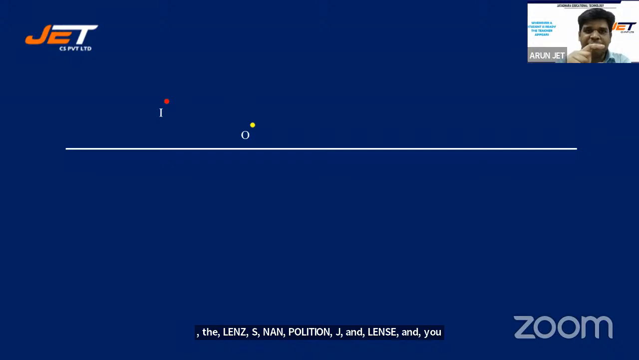The object is there, the image is magnified and erect, and it's virtual. That is possible. Yes, between focus and pole, Gayatri. But where is the pole? I don't know where the pole is. I have to locate the pole. The question is locating the pole and focus. I don't know the pole and focus. I just know the object and image.